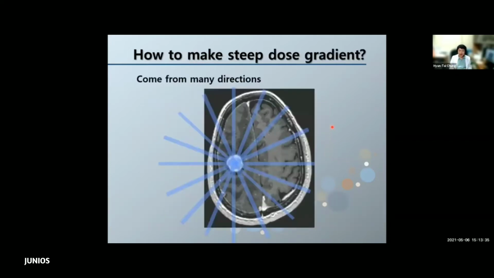In the case of the gamma knife and the CyberKnife, we use multiple directed beams. In the gamma knife, around 200 beams from different directions are focused at a single point. Each single beam is weak enough not to destroy the normal brain, but at the center, the intensity becomes about 200 times stronger, so we can expect a therapeutic effect. This is the principle of the gamma knife, very simple.